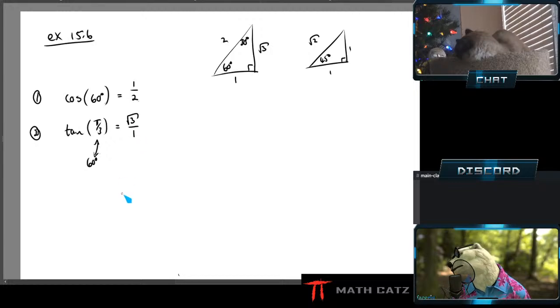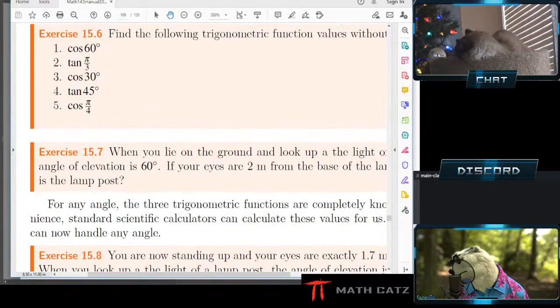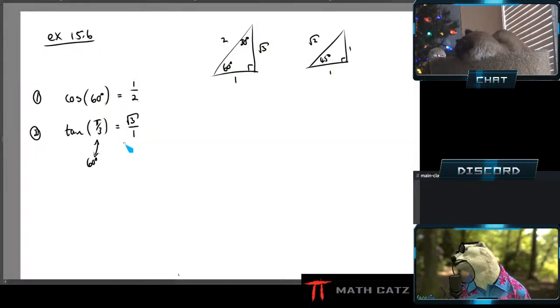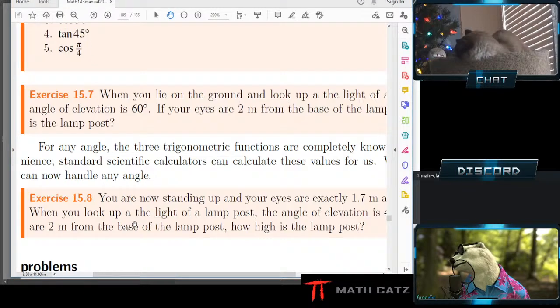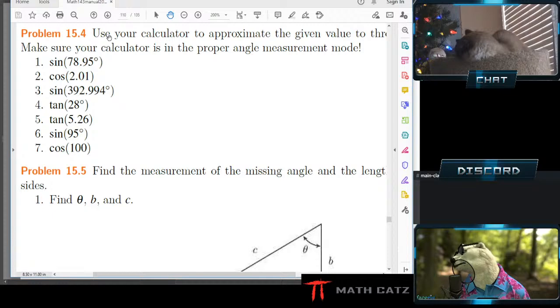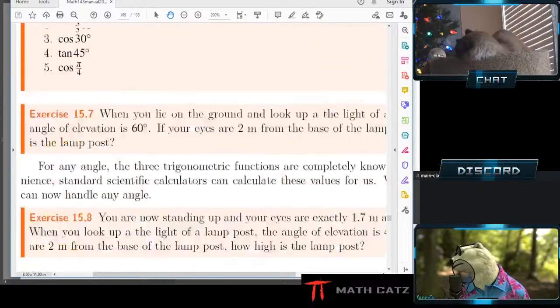adjacent is 1. It says without a calculator, which means I don't calculate a decimal number, I don't round it, or anything like that. So be aware of what the question asks. There could be another question here, like problem 15.4, use your calculator. Then we just plug it in. But that's not what this one is about.